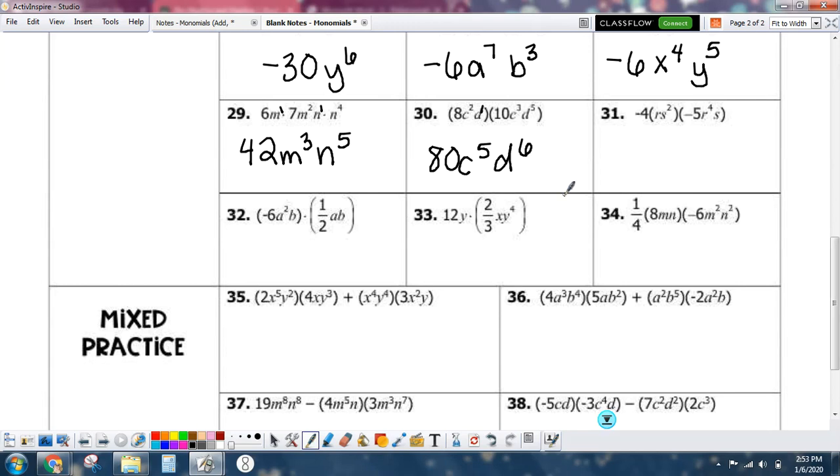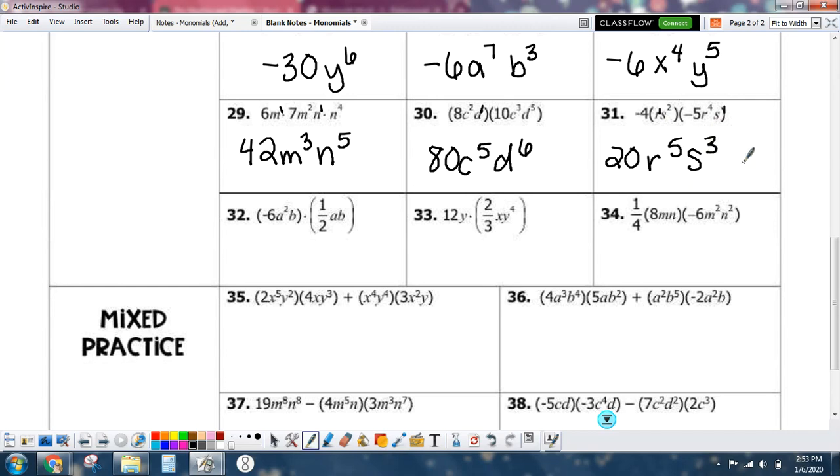Okay, for number 31, we have our coefficient of 4 here. Yes, there's a parenthesis here, but the coefficient is still 4. So we're with the negative 4. So we're going to take negative 4 times the negative 5 to get a positive 20. And then I've got r, which is the first power, plus 4, so r to the 5th. And then that's to the first power, and this is second. So 2 plus 1 is 3.